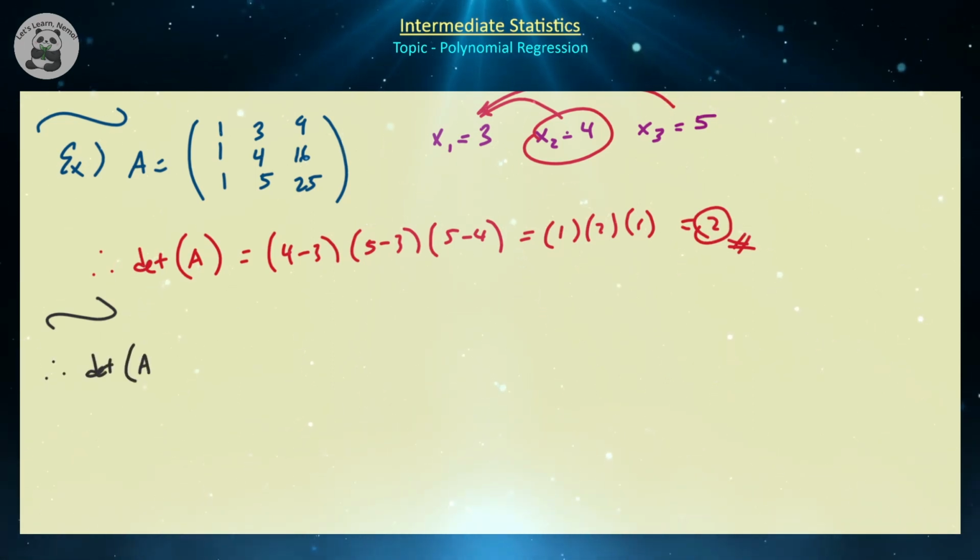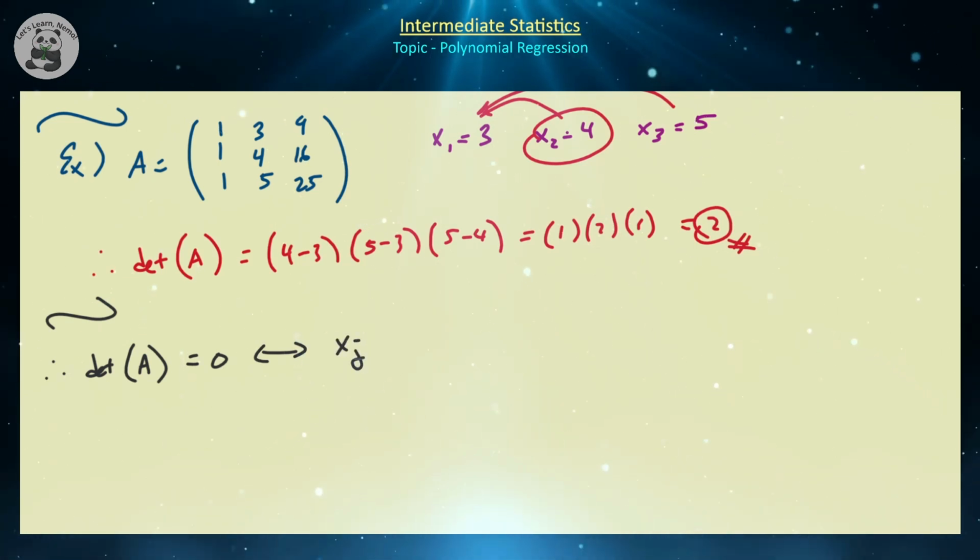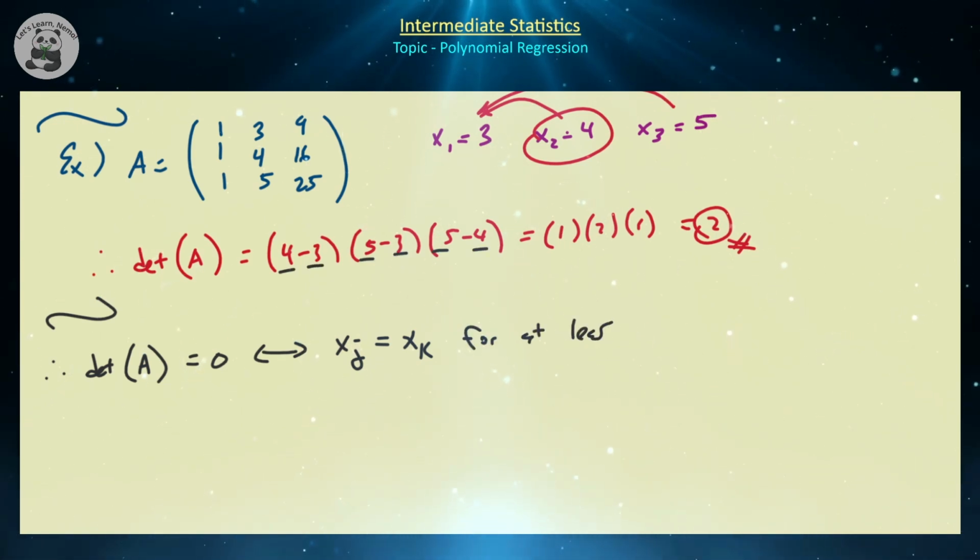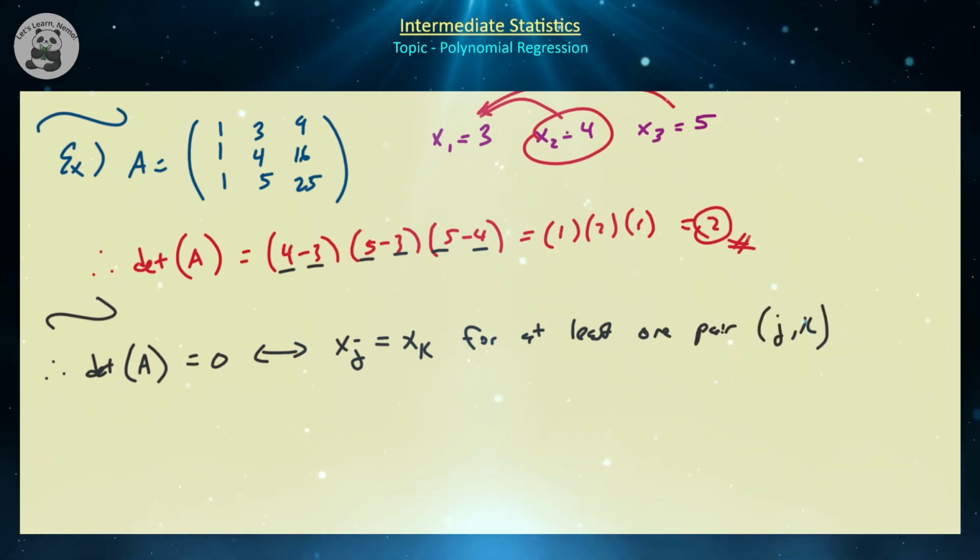So the determinant of a Vandermonde matrix is equal to 0 if and only if xj is equal to xk, because that's these differences, right? For at least one pair of indices j, k, right? For example, if any of these numbers in this particular column repeat, then that entire row is going to be the same, and obviously that is a dependent row and or column, and hence the determinant will be equal to 0.